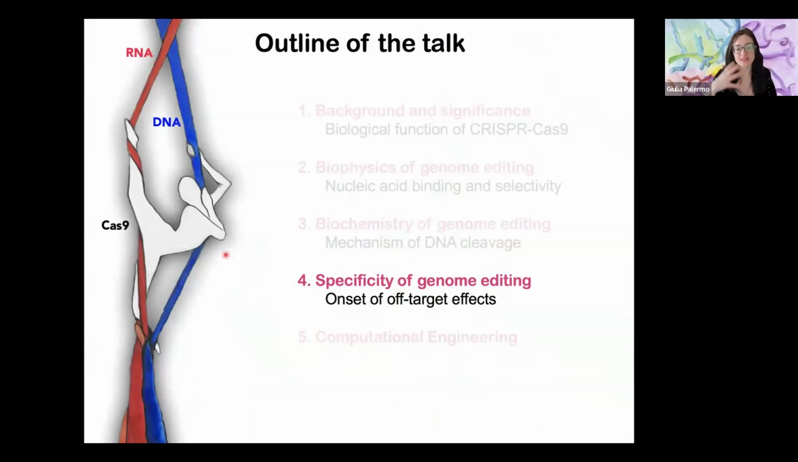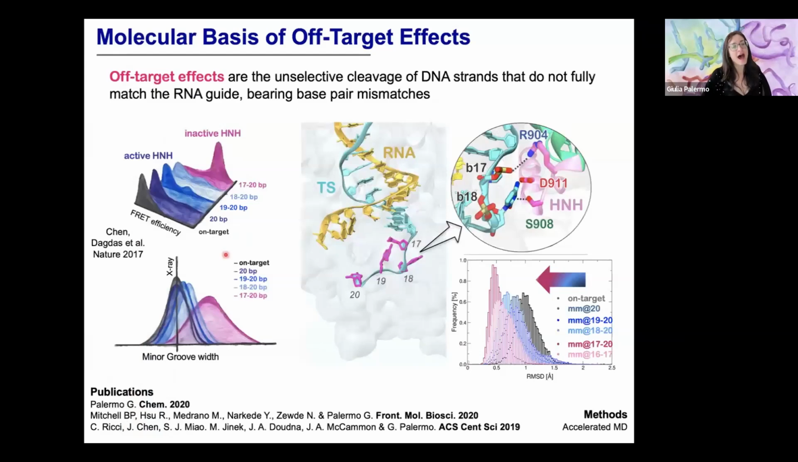Okay, now let's go to the specificity of gene editing systems, which is about the onset of off-target effects. Off-target effects are the unselective cleavage of DNA strands that do not fully match the RNA guide, bearing base pair mismatches. This work was inspired by a paper by Chen and Agnes. In this paper, through single molecule experiments, they have shown that in the presence of 4 base pair mismatches at the end of the hybrid, HNH assumes an inactive conformation, while when we introduce 3-2-1 mismatches, HNH assumes an active conformation similar to the on-target system.